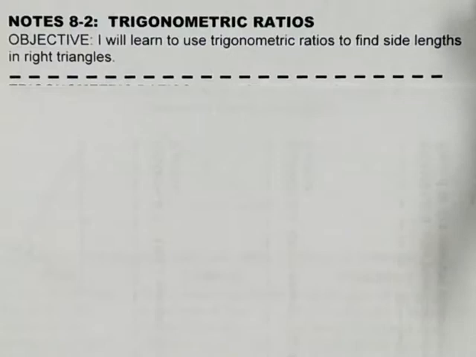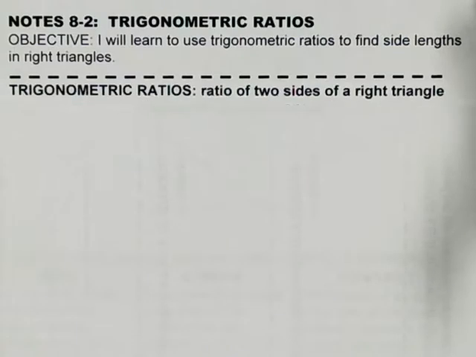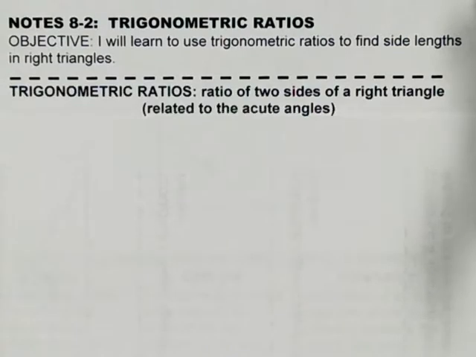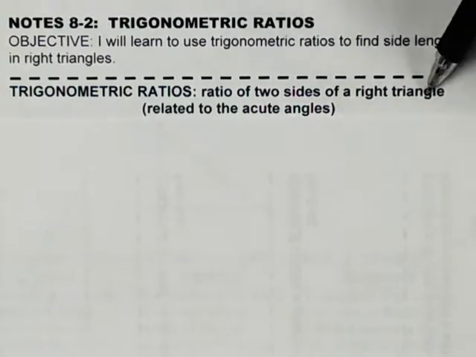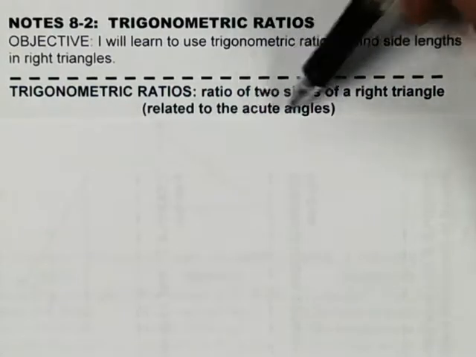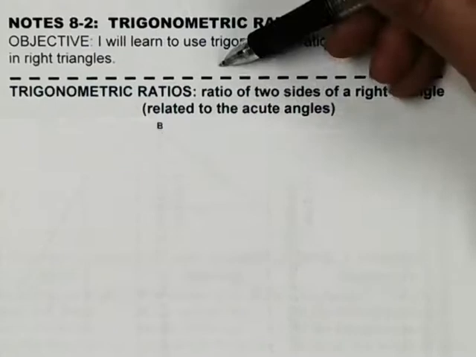Alright, today we're talking about trigonometric ratios, or just trig ratios for short. The objective: I will learn to use trigonometric ratios to find side lengths in right triangles. We're going to start by defining what a trig ratio is. That's just the ratio of two sides of a right triangle, and you've got to focus, this is going to be based on the acute angles.